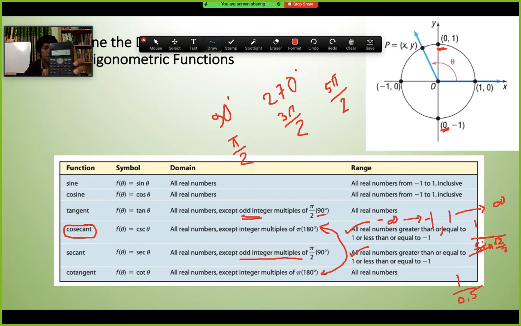You see, the answer already started getting bigger than 1. Or root 2 divided by 2. So if we write root 2 divided by 2, we get 0.707. Then 1 divided by that answer gives us 1.41. So it tells us the value is becoming more than 1. This is what I want to say in this point.